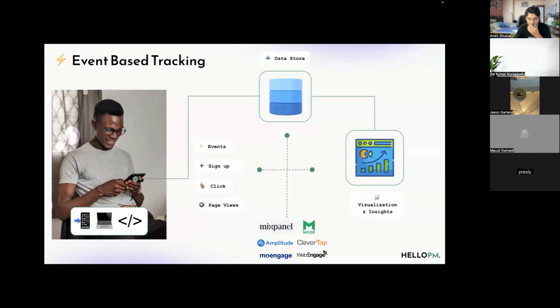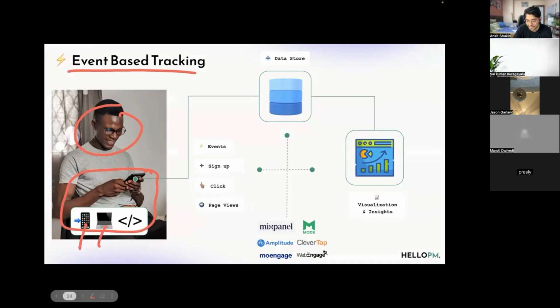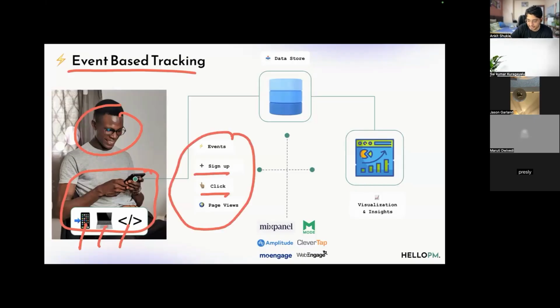So how does event tracking work? You as a user are going to do some actions on the product. Product could be an app, a website, or an API, anything. If you don't know what an API is, you can go to the HelloPM YouTube channel to understand APIs for product managers after the class, obviously. So these are the events. Events are sign up, click, views, whatever interaction the user is doing. Now this information is sent to the server where it is stored in the data store.